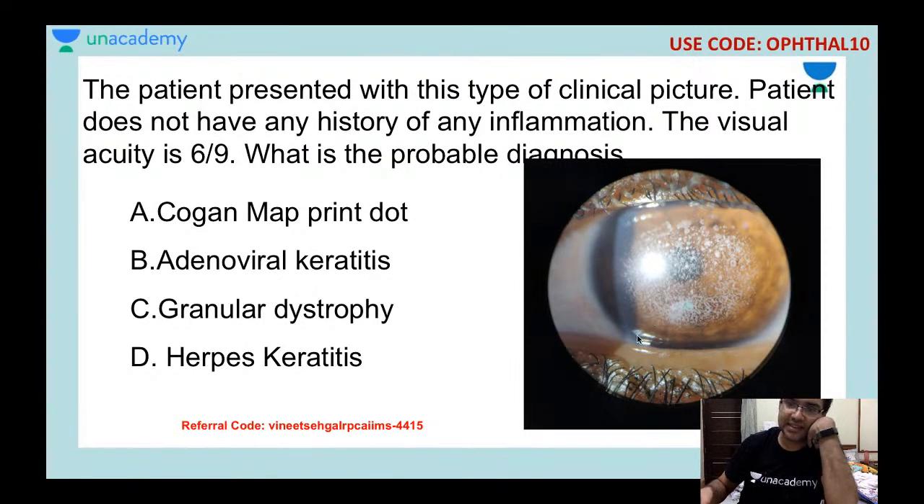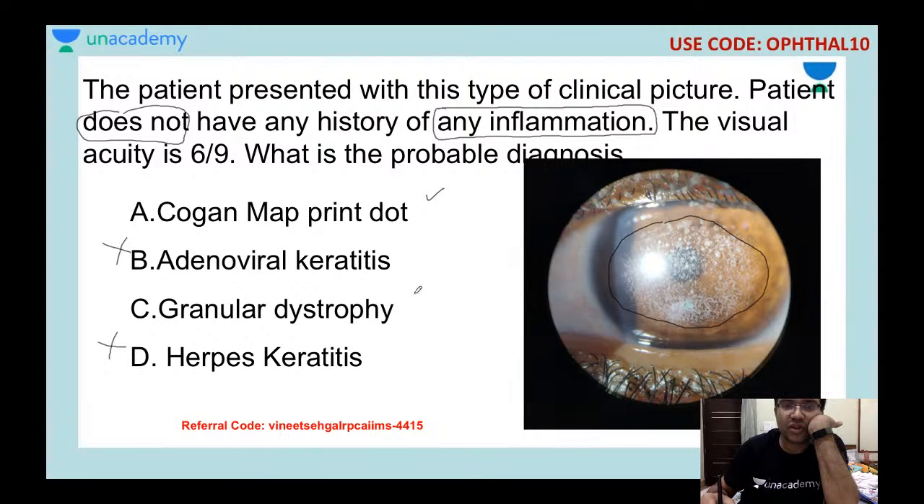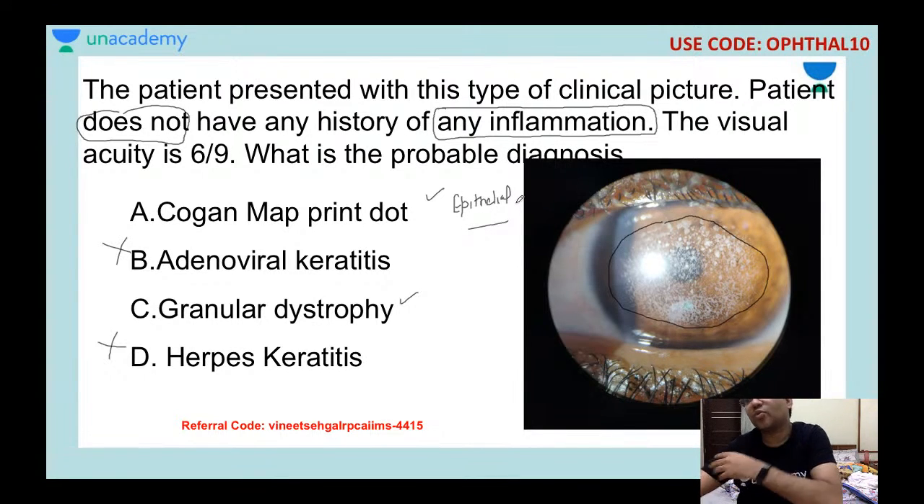In this patient, what you can see is the corneal opacity, and around the corneal opacity you can see the center. A very important point given here is that the patient does not have any history of any inflammation. So option B and option D can basically be ruled out. Now your options are Cogan Map-Dot-Fingerprint dystrophy or granular dystrophy. Now remember, Cogan Map-Dot-Fingerprint dystrophy is an epithelial dystrophy. So whenever there is an epithelial defect, there would be redness and watering in the patient. In this patient, you are not having any signs of redness and watering. So this is not a Cogan Map-Dot-Fingerprint dystrophy.